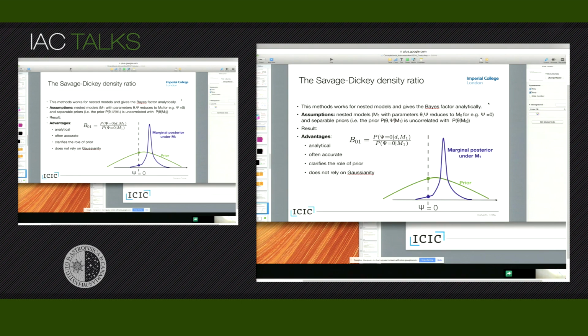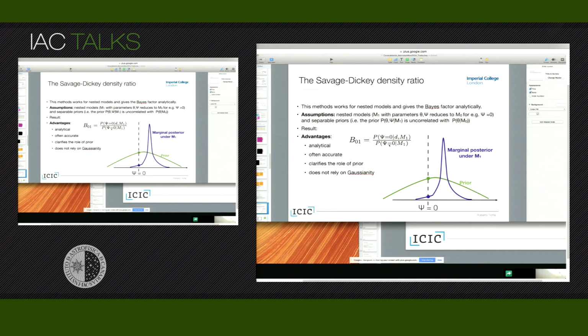So under these two mild assumptions, then it's very simple. It takes just a few lines of algebra to show that the Bayes factor between the simple and the more complicated model is given by this simple expression here. So on the numerator, you see the posterior probability density for the extra parameters marginalized over everything else under the more complicated model, evaluated at the value for which the extra model parameters psi reduce to the simpler model, in this case psi equals 0, divided by the prior for the extra parameters under the more complicated model at the same location.